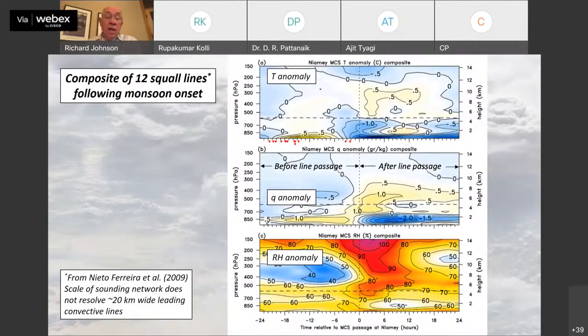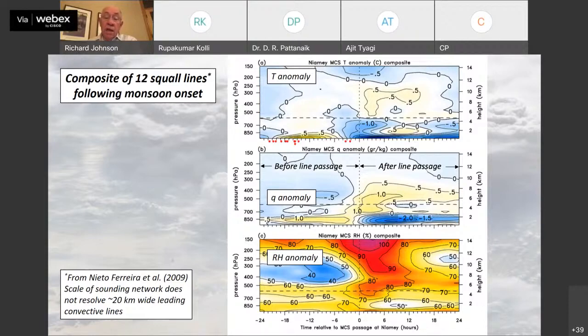So what we've done is to take a composite of these squall lines following the monsoon onset, and we've used the work of Nieto Ferreira, who studied nearly two dozen cases. And so we've created a composite of 12 cases here. If we look at the lower axis, there's time relative to the passage. So time zero is when the convective line passes. Negative times are before line passage, and positive values are times after passage.